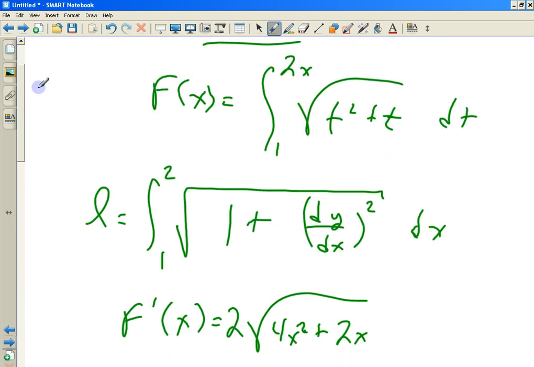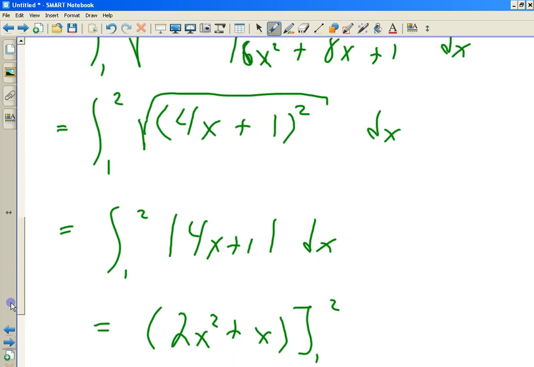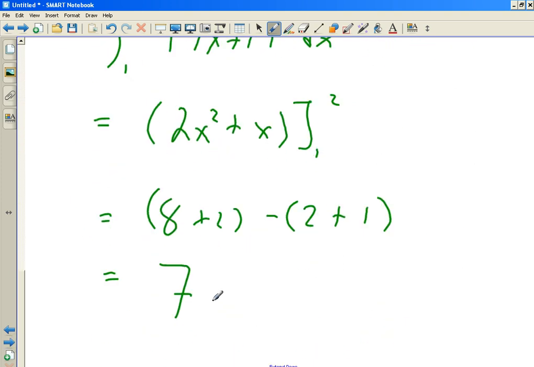So if this is the curve that we're trying to get the arc length of, from 1 to 2, the arc length is simply 7. That's astounding, but there it is.